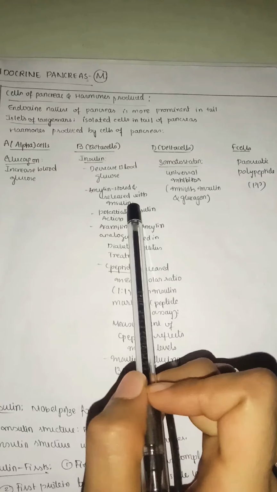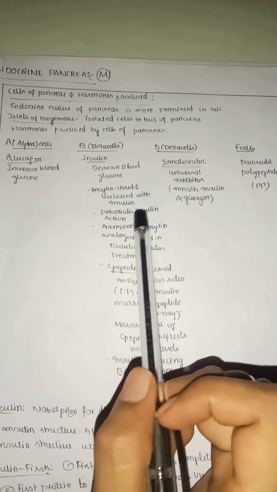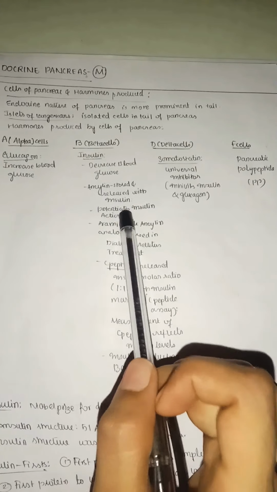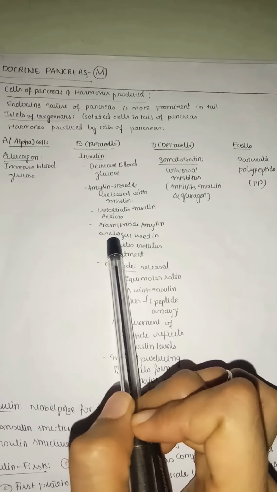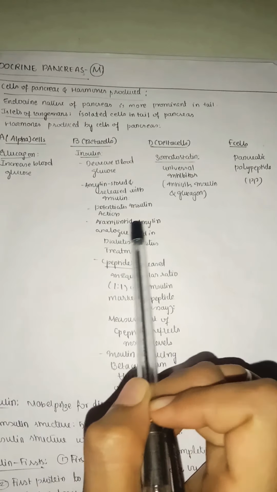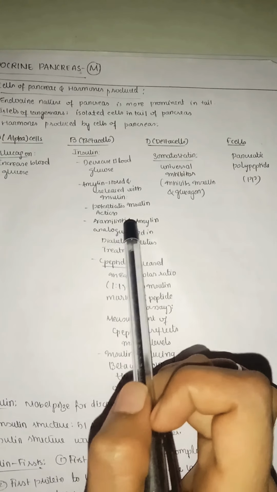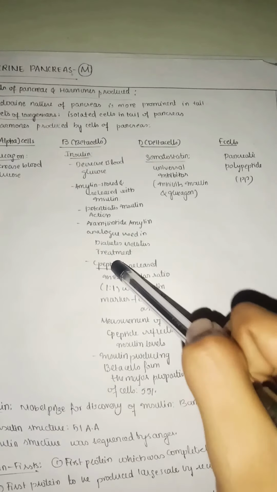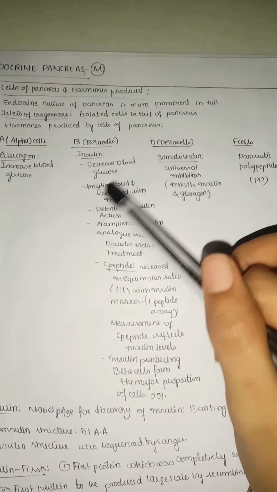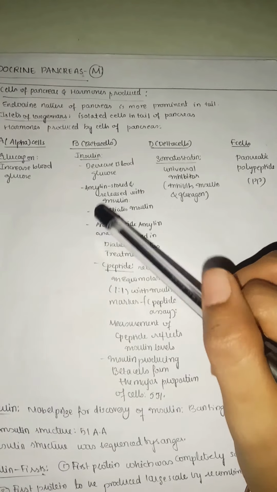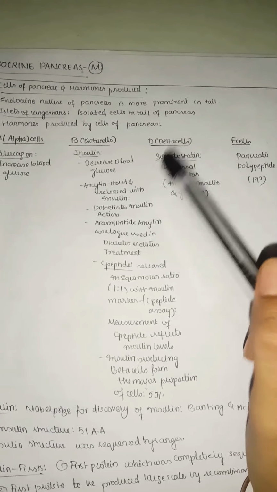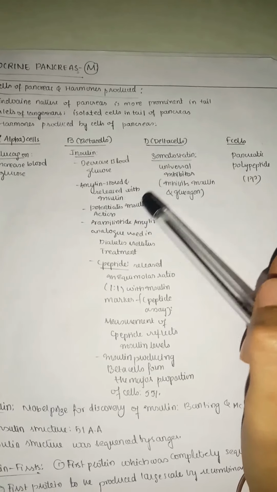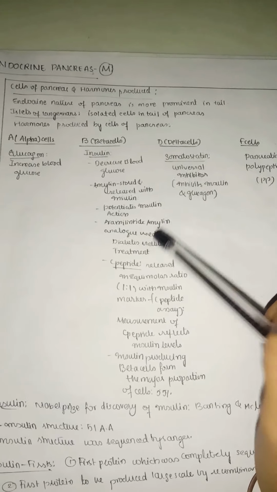Amylin is stored and released with insulin, and it potentiates the insulin action. Amylin is used to increase the potency of insulin. Pramlintide is just an amylin analog used in diabetes mellitus treatment. So here we can also use this amylin analog, and this is used in diabetes mellitus treatment.